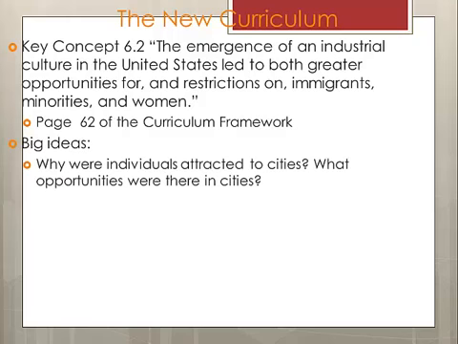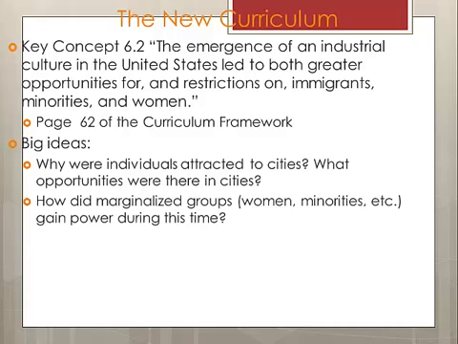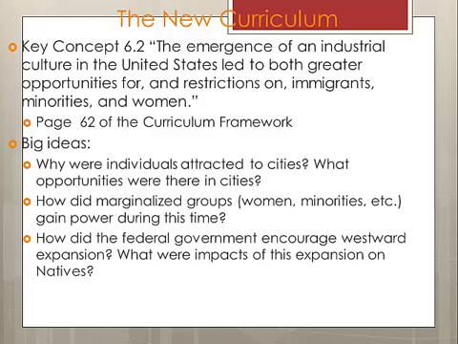So some big ideas to focus on. One, why were individuals attracted to cities? What opportunities were there in cities for them? Two, how did marginalized groups, women, minorities, etc., gain power during this time? And also, how did the federal government encourage westward expansion, and what were the impacts of this expansion on natives? If you can answer these three questions, you'll have a really good grasp of Key Concept 6.2.